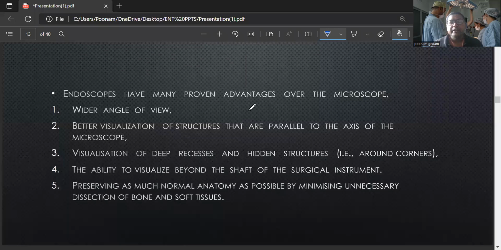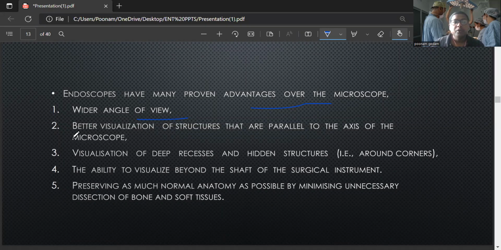Okay, endoscopes have many proven advantages over the microscope. Wider angle of view, better visualization of structures that are parallel to the axis of the microscope, visualization of deep recesses and hidden structures. So wider angle of view is the first. Then better visualization of structures parallel to the axis of the microscope. Visualization of deep spaces and hidden structures, that is round corners. The ability to visualize beyond the shaft of the surgical instrument. Preservation of as much normal anatomy as possible by minimizing unnecessary dissection of bone and soft tissue.